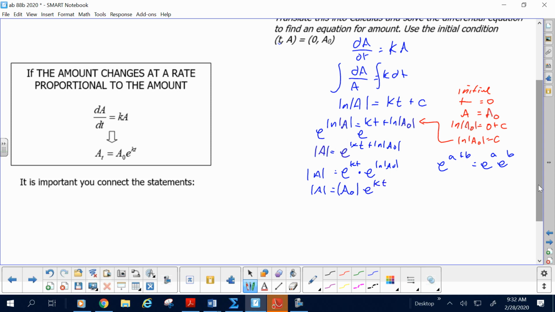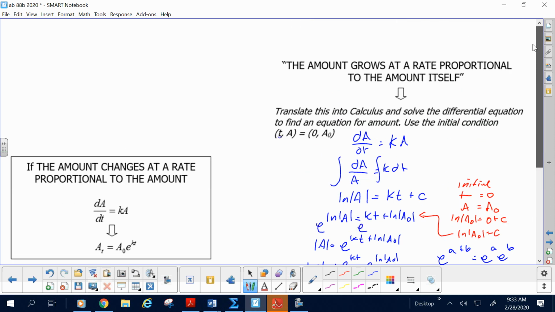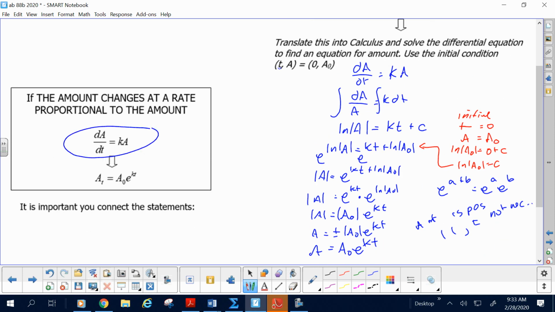You follow? If I throw out the absolute value by saying plus or minus, then I get this. Now, if you assume the amount is positive, then the absolute value, the plus or minus, aren't necessary. And you get the equation for exponential growth. That idea, this differential equation, where is it? There it is. This differential equation is the most famous differential equation of all because that's where exponential growth comes from. Right there.